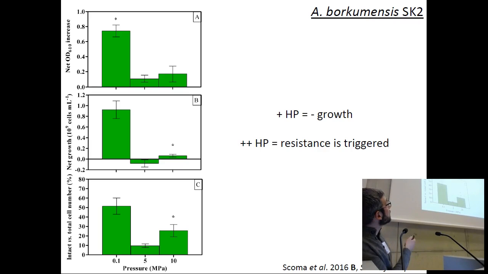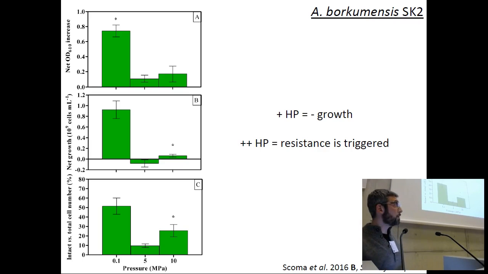And you can see that if you check the net increase in optical density, it decreases incredibly by just 5 megapascal. So this would be a depth of 500 meters, not really much. And more or less it is the same if you consider the net growth, so if you count cells. And in this case, you have even negative values. It means that at the end of the incubation, we found fewer cells than at the beginning.